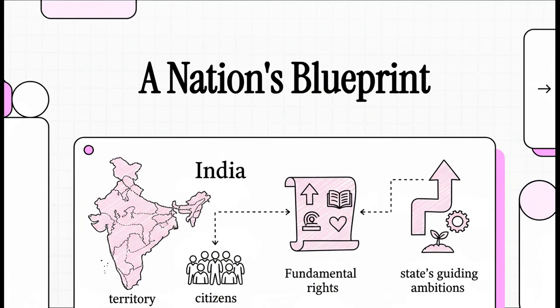Hello and welcome. Today, we're diving into something truly foundational, the first 51 articles of the Indian Constitution. But listen, this isn't going to be some dry legal breakdown. Think of it as the original blueprint for a nation. It's the actual story of how the idea of modern India was built, piece by piece.